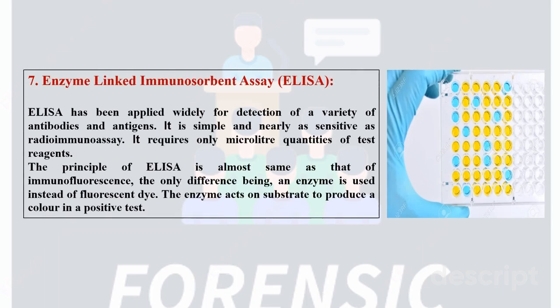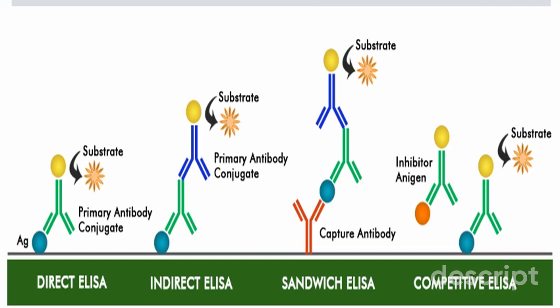Enzyme-linked immunosorbent assay (ELISA). It is similar in principle to the RIA but depends on an enzyme rather than a radioactive labeled antigen. An enzyme conjugated with an antibody reacts with a colorless substrate to generate a colored reaction product. Such a substrate is called a chromogenic substrate, for example, horseradish peroxidase (HRP). ELISA is of four types: direct ELISA, indirect ELISA, sandwich ELISA, and competitive ELISA.